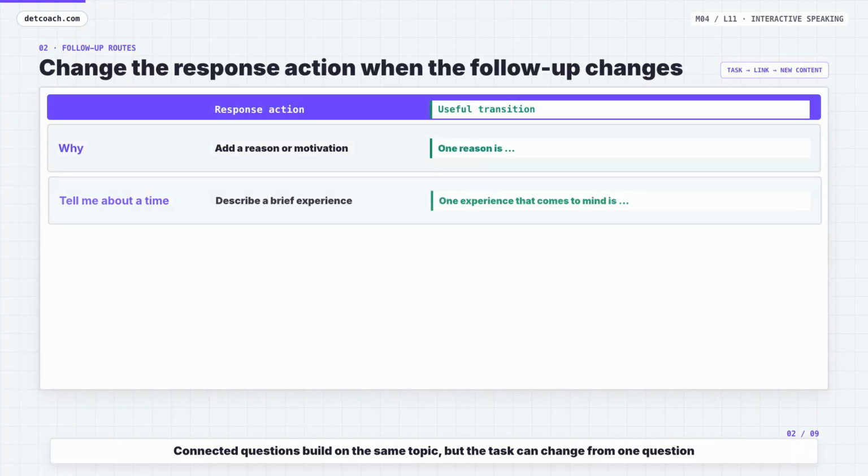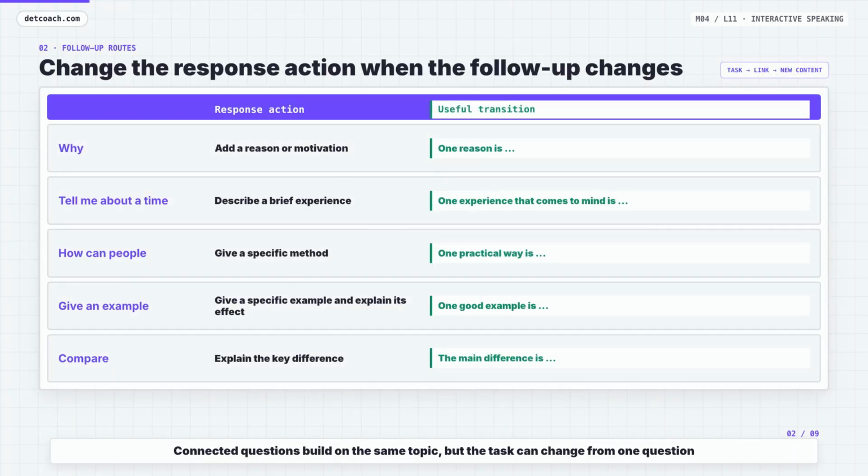Connected questions build on the same topic, but the task can change from one question to the next. When you hear why, add a reason. When you hear tell me about a time, describe a brief experience. When you hear how can students, provide a specific method.